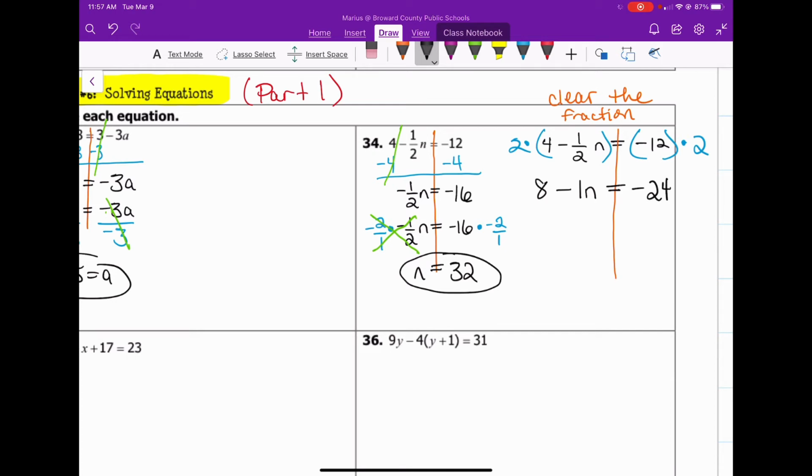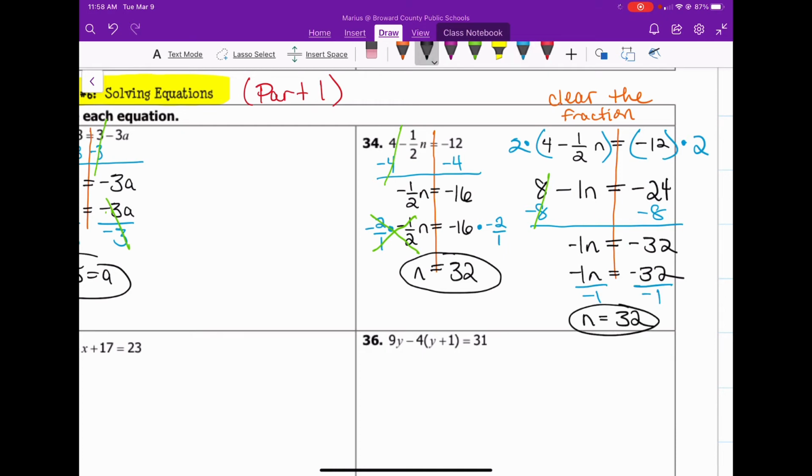Now we can move the 8 to the other side. We're going to subtract 8 from both sides because it's positive, and we move positives by subtracting. That's going to give us negative 1n equals negative 32. Then our last step is to divide both sides by negative 1, which gives us a final answer of positive 32. Once again, n equals positive 32.